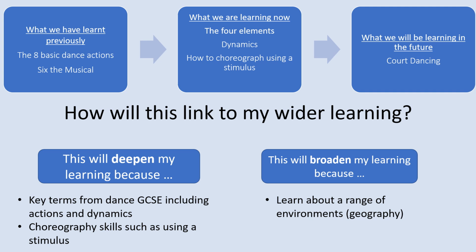So now we're going to look at a really broad view. How will this link to your wider learning? Last unit, we learnt the 8 basic dance actions, and we also explored this through Six the Musical. What we're going to learn now are the 4 elements, dynamics, and how to choreograph using a stimulus. In the future, you're going to be looking at court dancing, one of my personal favourites.